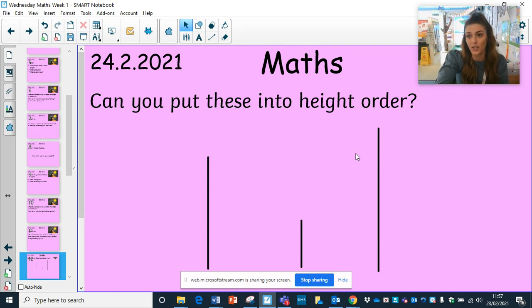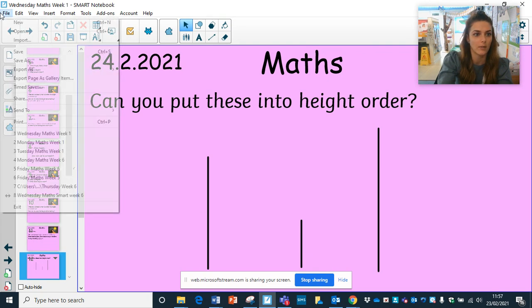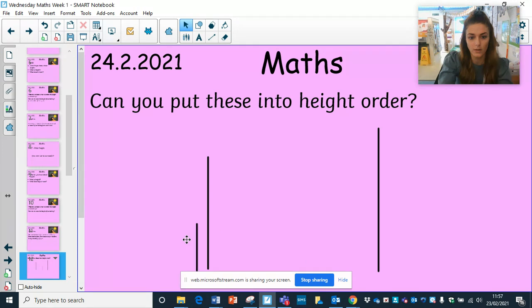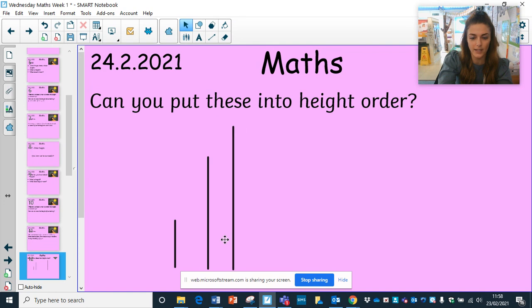So can you put these into height order? Pause here. You can draw those out, print it off, cut them up and then order them around, draw them out, however you would like to do this, or number them from shortest to tallest, or tallest to shortest, whatever you would like. Okay, and then I will show you how it should be. So if we're going to do shortest to longest, we would start with the shortest one first. Okay, and then that one, and then this is the longest.